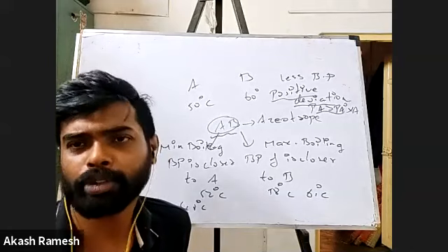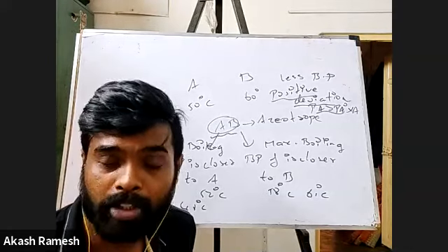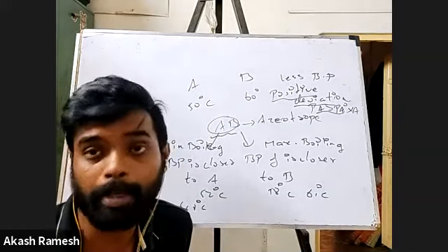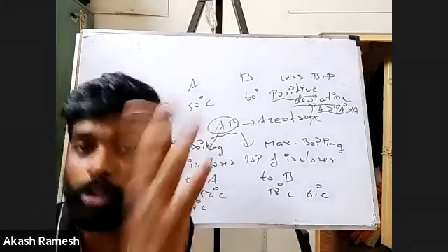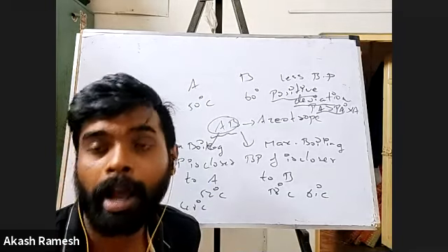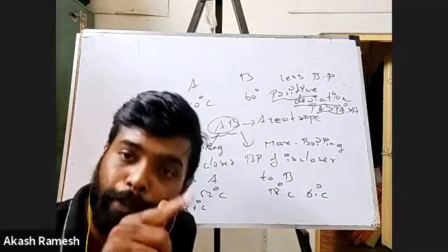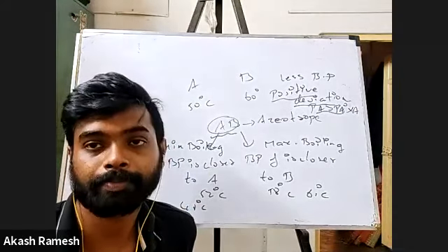It is the opposite for negative deviation. In negative deviation, the observed vapor pressure is lesser than what I expect. That means the ability of the liquid to go to the vapor phase is not so much. It's a little difficult. What do you mean by difficult? I have to supply more energy or more temperature for that particular liquid to go to the vapor phase.